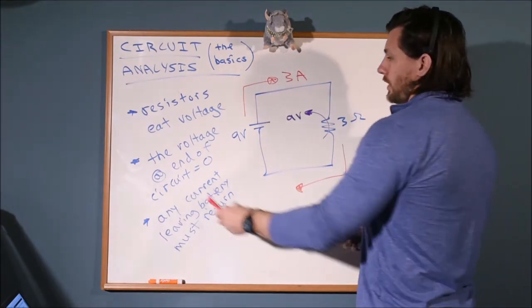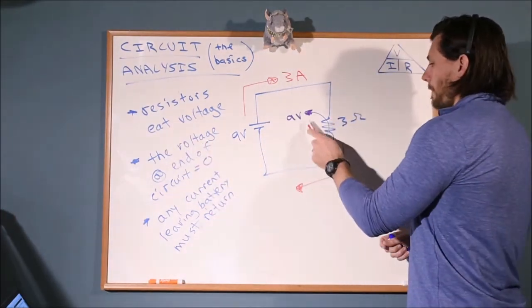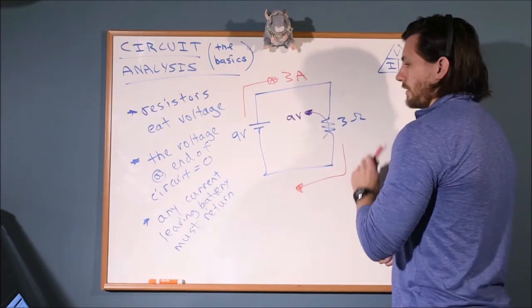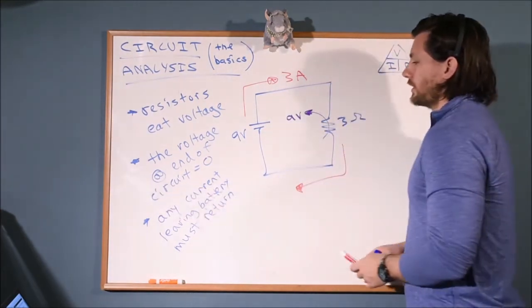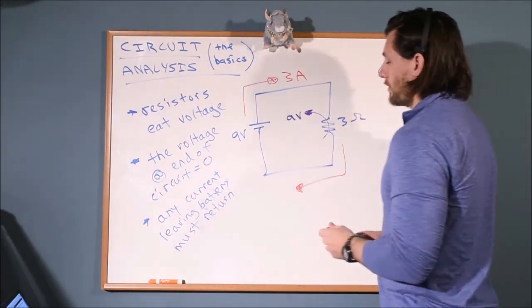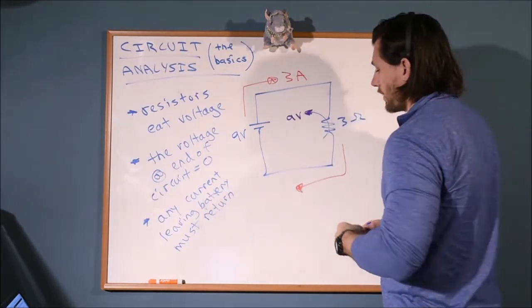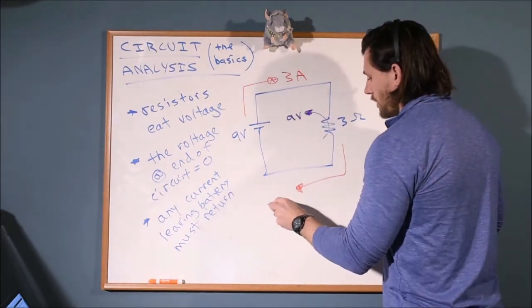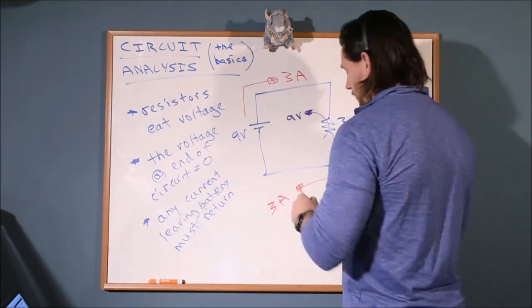Let's make sure we're consistent. Resistors eat voltage. Yes, this resistor ate 9 volts. The voltage at the end of the circuit equals zero. Yes, all the volts are gone. Any current leaving the battery must return. 3 amps left the battery, and 3 amps returned to the battery.